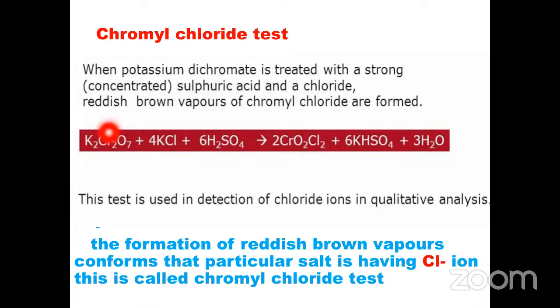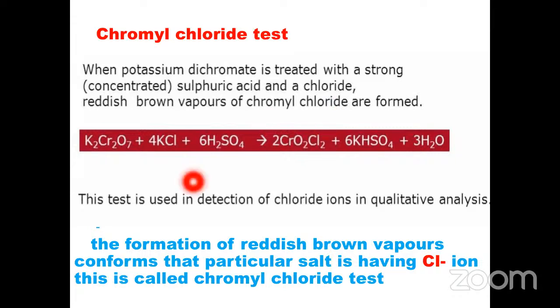Whenever potassium dichromate is heated with H2SO4 and potassium chloride, reddish brown vapors are evolved. These reddish brown vapors are chromyl chloride, CrO2Cl2.